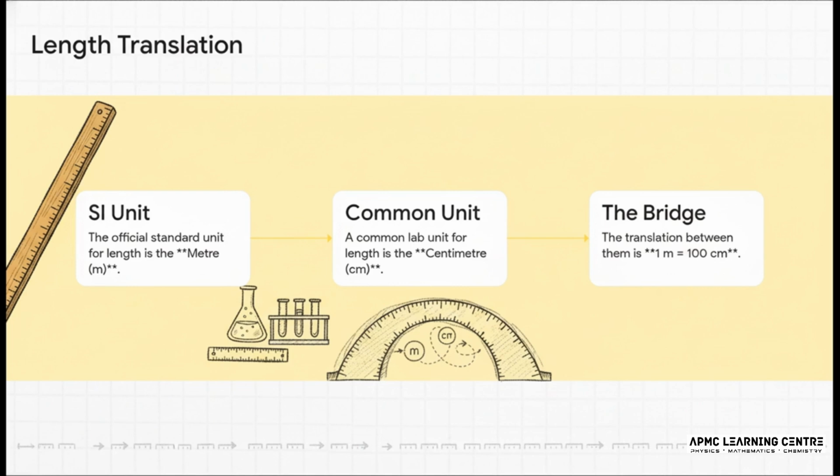And we see the exact same idea with length. The official SI unit is the meter, but a really common lab unit is the centimeter. The bridge between them? It's that simple conversion we all know. 1 meter equals 100 centimeters. It's all about making that translation seamless.